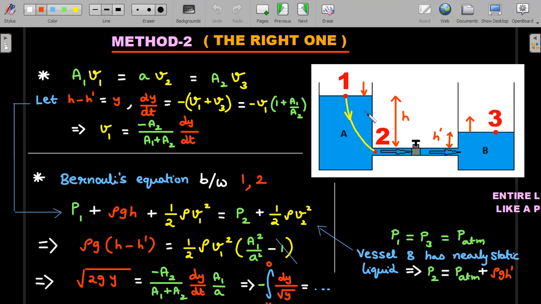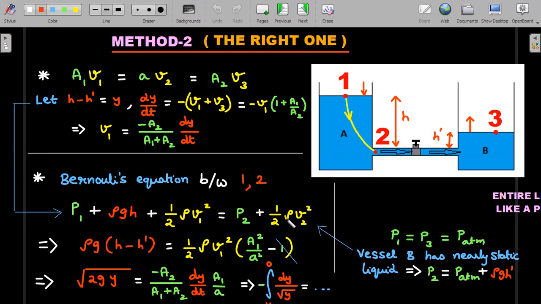Then we move on to Bernoulli's equation. Now we have to be very careful. We are supposed to do it only between 1 and 2. So the three terms of Bernoulli at 1 are equal to the three terms at 2, with a height difference of h. That's what I've written: P1, rho g h and half rho v1 squared here, and P2, and I'm taking this as the 0 level, so there is no rho g h term, and half rho v2 squared.